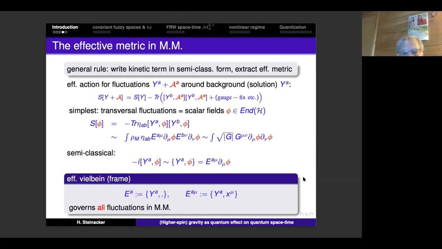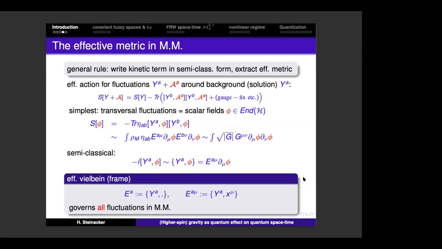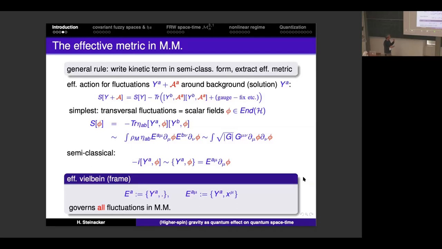No, I don't change degrees of freedom. So the degrees of freedom will always be the matrices. So the y's, or if you want the fluctuation, these are the degrees of freedom. You cannot change that. And I will never change that. That means that the metric is, of course, not fundamental. The metric is an emergent object. It's a composite object from the frame. And even the frame is not the fundamental object because the frame is determined by the matrix, by the y. Yeah, so everything comes from the matrices. Yeah, that's the statement, exactly.